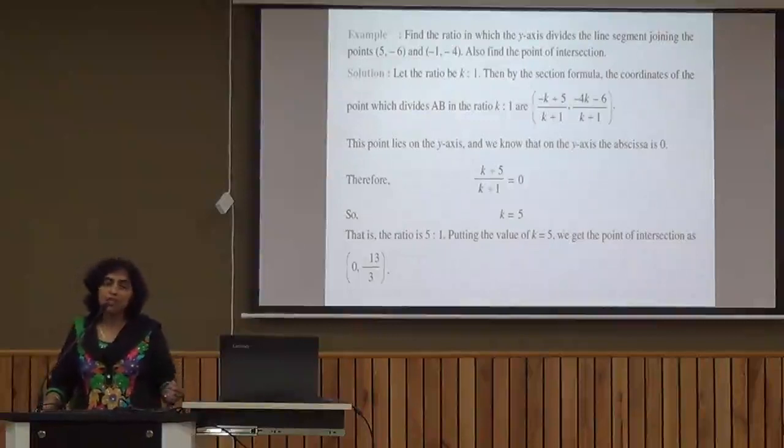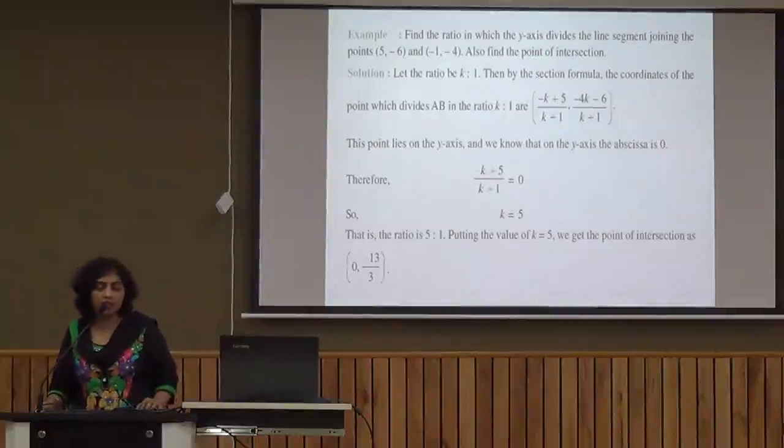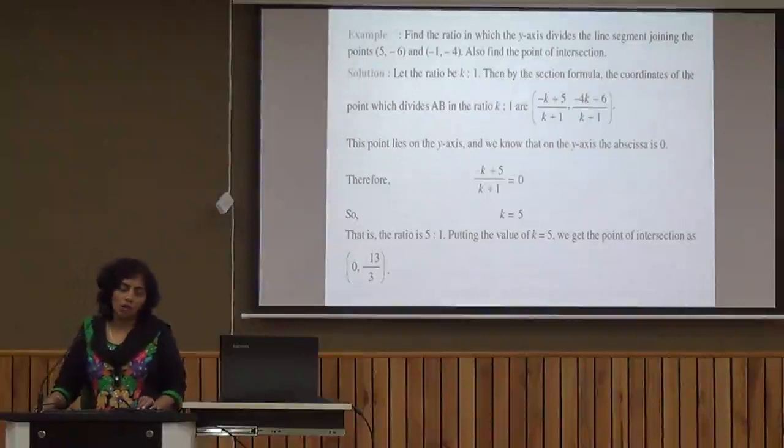Now since that point lies on the y-axis, that means the abscissa or the x coordinate is 0. That means minus k plus 5 upon k plus 1 is equal to 0, or we get k is equal to 5. Hence we get the ratio as 5 is to 1. Now putting this value of k as 5 in the y coordinate, minus 4k minus 6 upon k plus 1, we get minus 13 upon 3. So the point of intersection is 0, minus 13 upon 3.